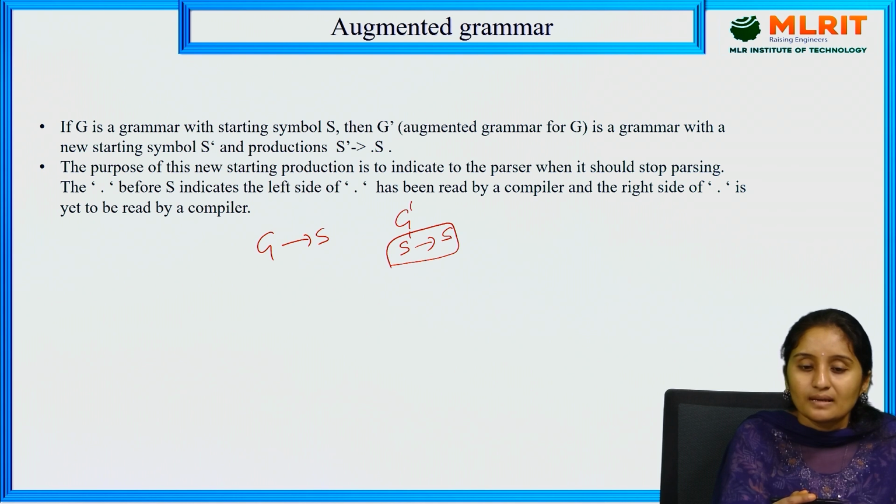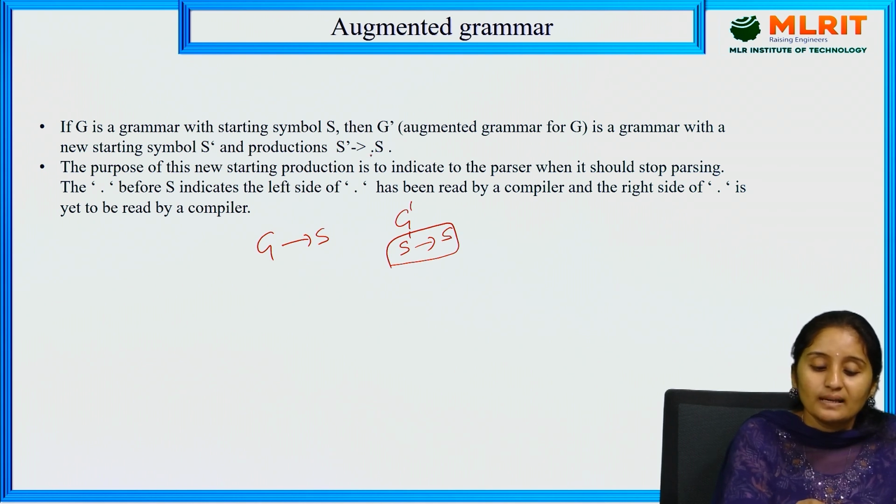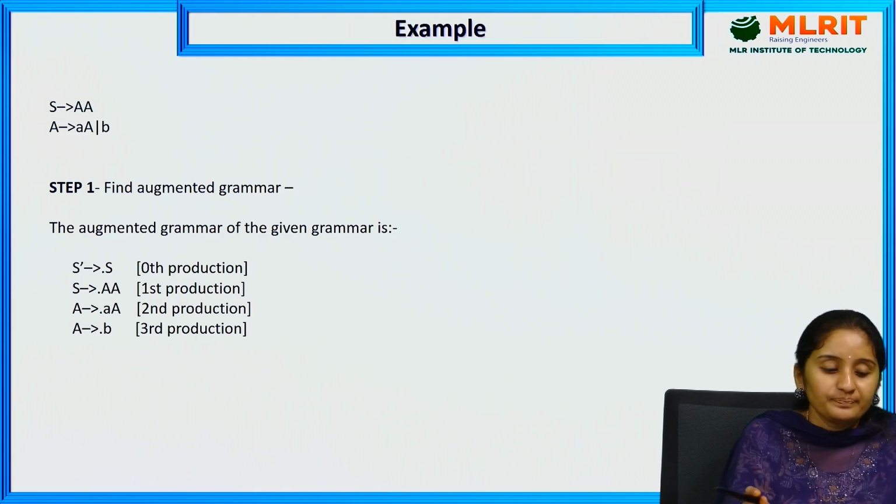The part before the dot indicates what is already read by the compiler. After S, there is a dot. This dot indicates that what follows is yet to be read by the compiler.